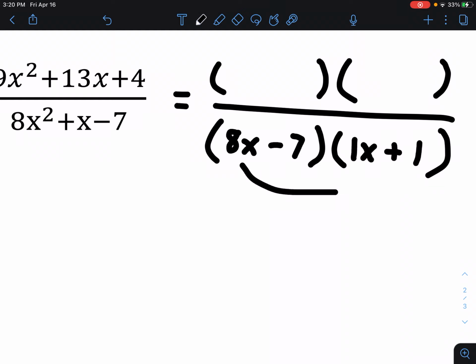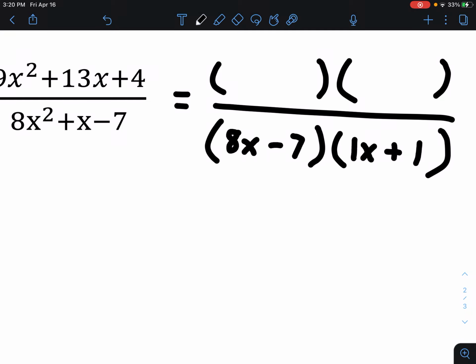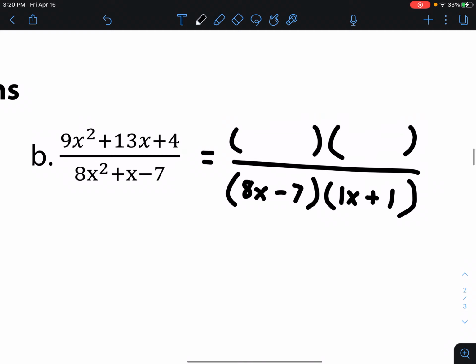And we can check it out. We can say, all right, 8x times 1 is 8x. -7 times 1x is -7x. If we subtract them, we get 1x, which is the same as x. So we have the right thing. All right, so I'm going to go ahead and get rid of that so we don't have that in the way. There we go. Now, what I need to do is I need to say, all right, which one of these two binomials from down below is most likely going to show up above? Well, there's only one choice. It's the 1x plus 1, because 8x, there's no way I can multiply 8x times something to turn it into 9x squared.